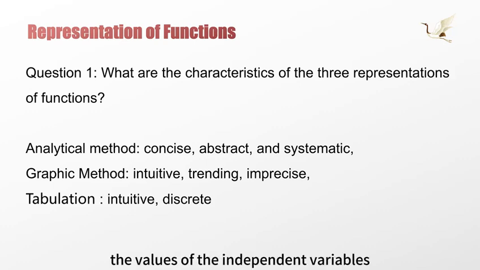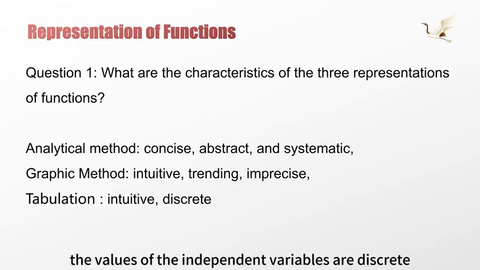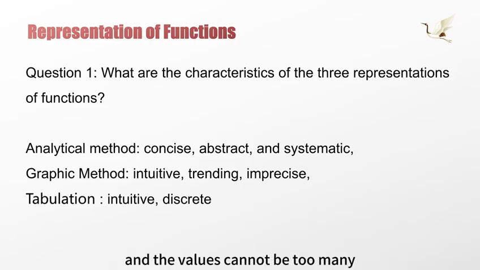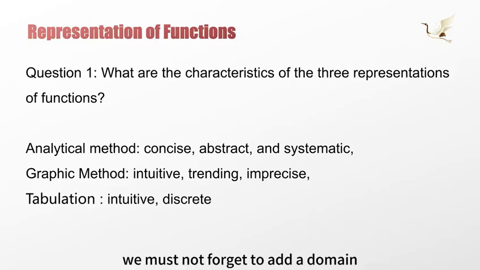The values of the independent variables in the first row correspond to the function values in the second row, but it can only represent when the values of the independent variables are discrete, and the values cannot be too many. This is what we call the 3 representations. And no matter which one, we must not forget to add a domain.